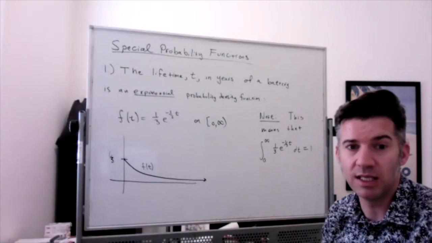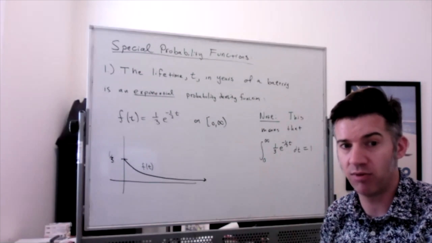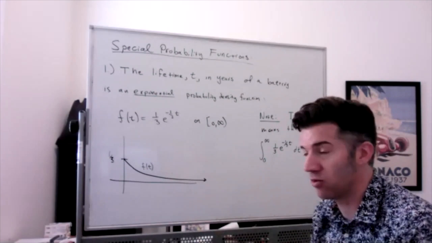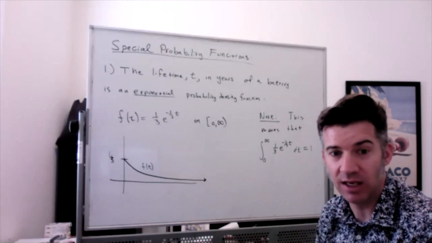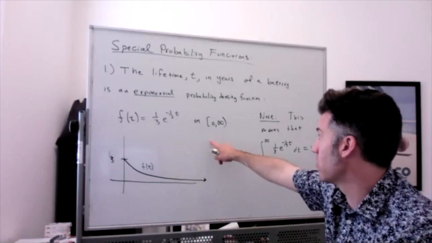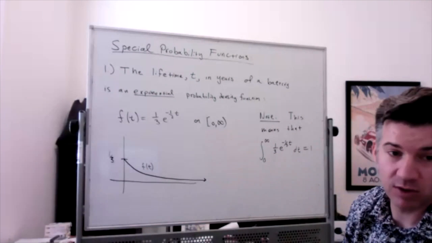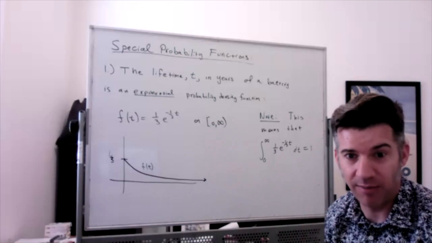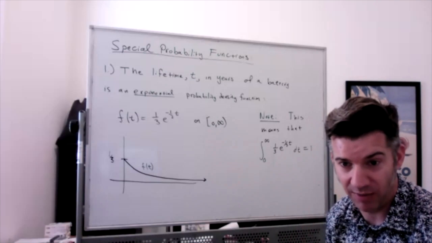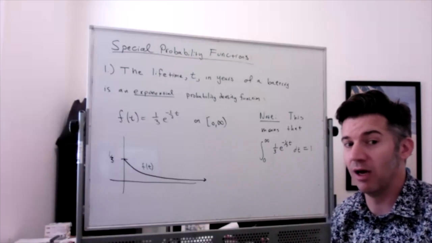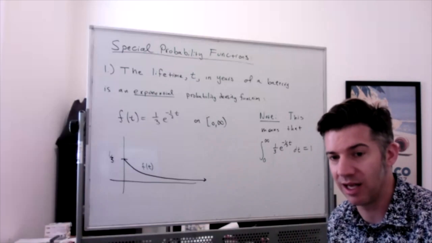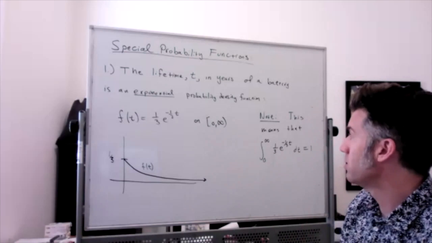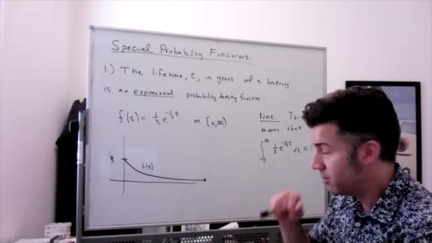The lifetime t in years of a battery is an exponential probability density function. f of t is equal to 1/3 e to the negative 1/3 t on the interval from 0 to infinity, where t is measured in years. So potentially, a battery could last a really long time. There's no upper limit on how long a battery could last. Obviously, it's not going to last forever, but it could last a really long time. So that's why it's from 0 to infinity.